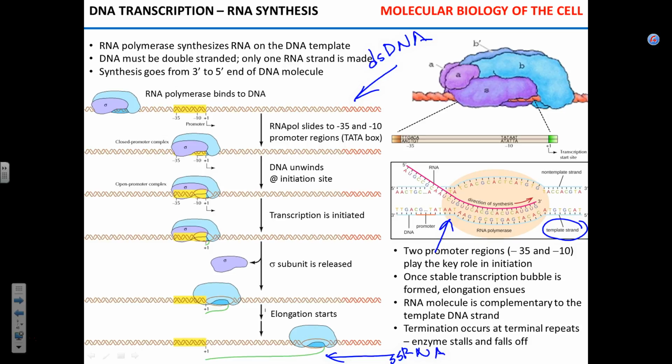Yeah, it's going to be used in translation, but so far it's really a fundamental concept. Double-stranded DNA into single-stranded RNA. And this is a must. Okay? That makes sense?